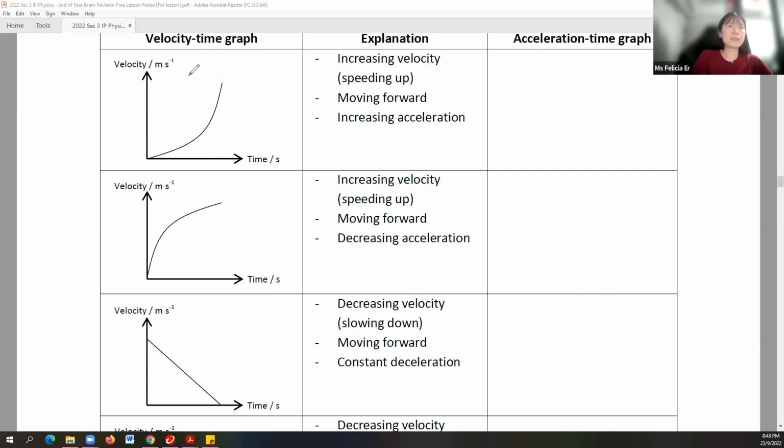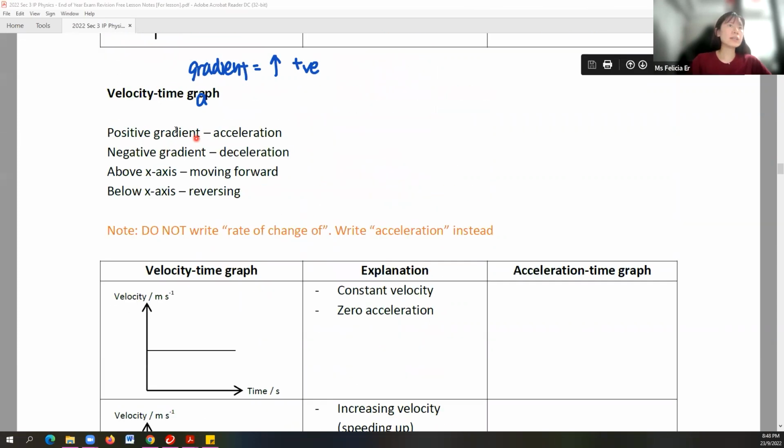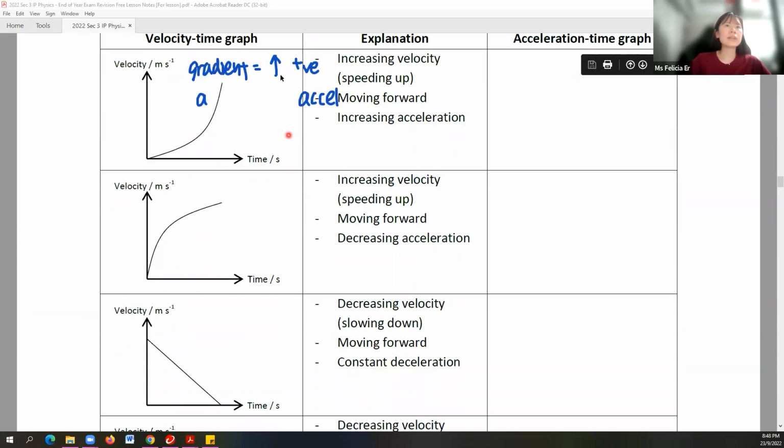For the VT graph over here, same thing, always look at the gradient, because the gradient of a VT graph tells you the acceleration. In this case, the gradient is increasing, and it is positive. Based on the legend over here, whenever you have a positive gradient, it means that you are having acceleration. So this graph is telling you that it is having an increasing acceleration. This one you just copy down: increasing, positive means acceleration. That's why over here it is increasing acceleration.